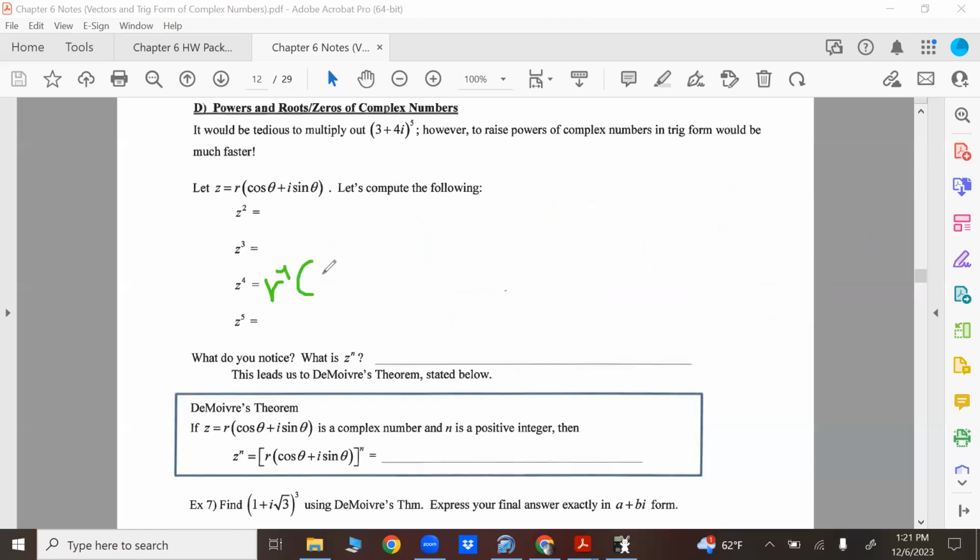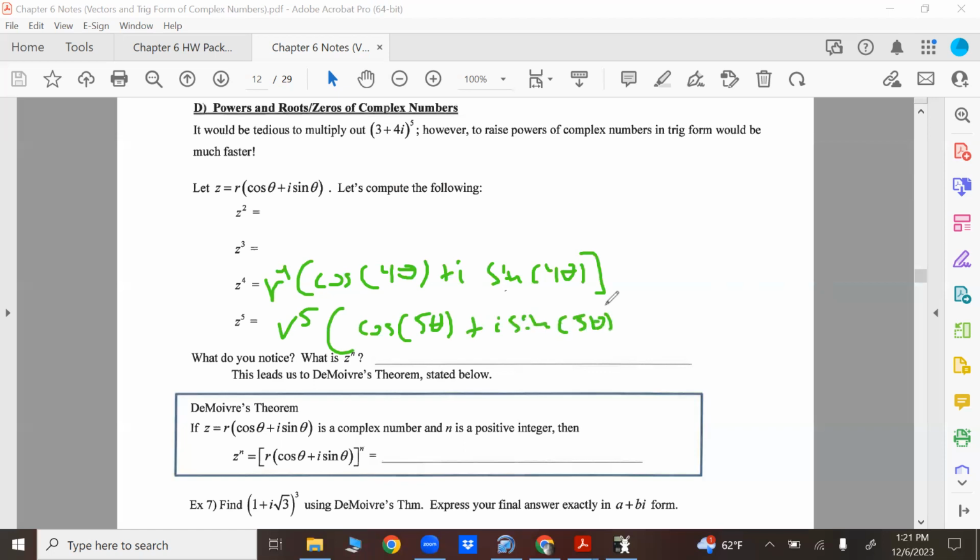r to the 4th is r to the 4th cos 4 theta plus i sine 4 theta. Or r to the 5th is r to the 5th cos 5 theta plus i sine 5 theta. So what happens, it becomes this, guys: r to the n equals r to the n, cosine n theta plus i sine n theta, and that's all.